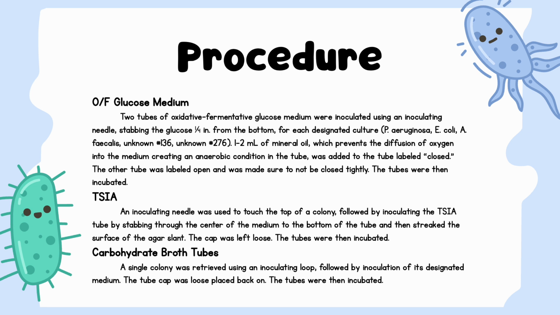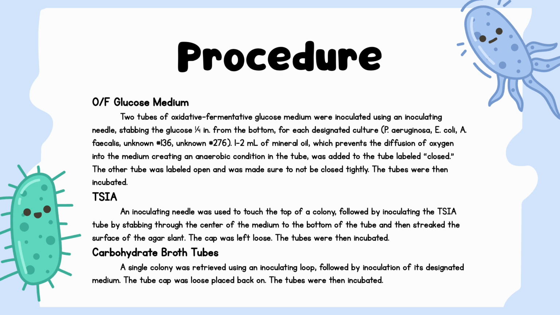Now for our procedures. For OF glucose medium, 2 tubes of an oxidative fermentative glucose medium were inoculated using an inoculating needle, stabbing the glucose 1/4 inch from the bottom, for each designated culture of P. aeruginosa, E. coli, A. faecalis, and our unknowns number 136 and number 276. 1 to 2 milliliters of mineral oil, which prevents the diffusion of oxygen into the medium, creating an anaerobic condition in the tube, was then added to the tube labeled closed. The other tube was labeled open and was made sure to not be closed tightly. The tubes were then incubated.